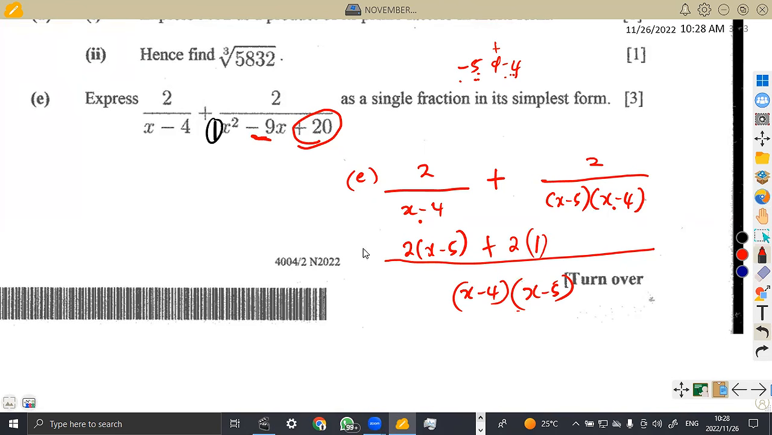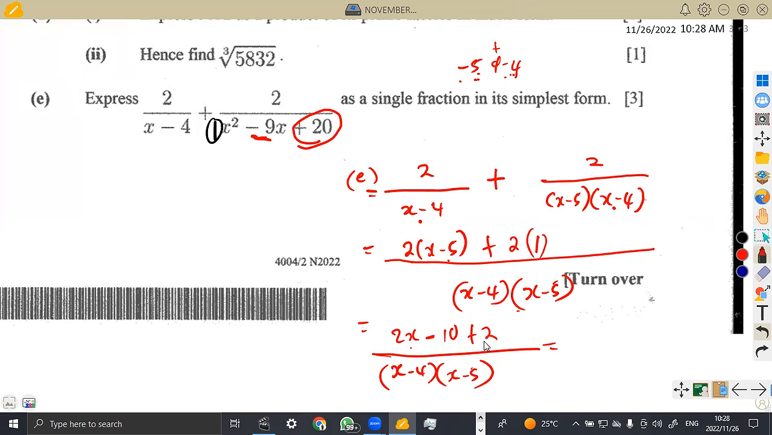Expand brackets, collect like terms. Let's see what you're going to have. 2 times x, that's 2x. 2 times -5, that is -10. 2 times 1, that is a +2. Everything over the two brackets of x minus 4, x minus 5. So that's what you're going to have.